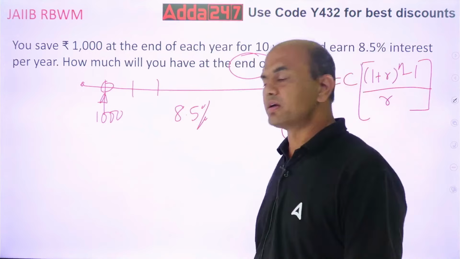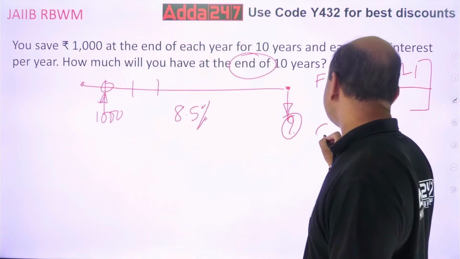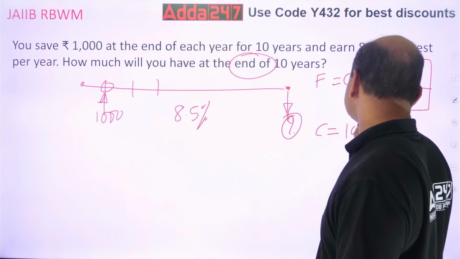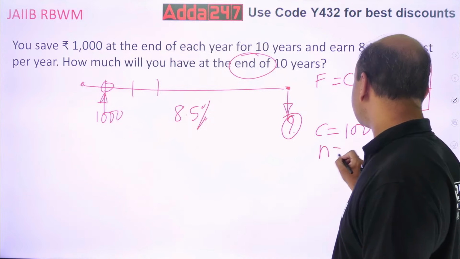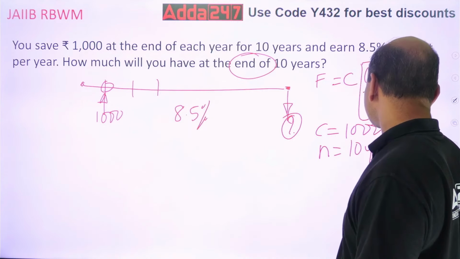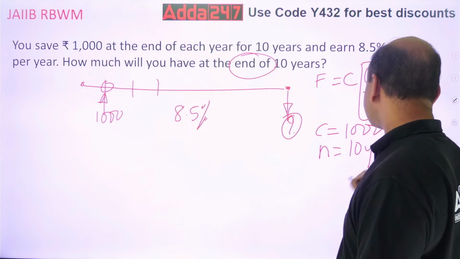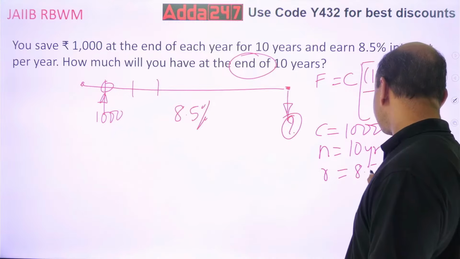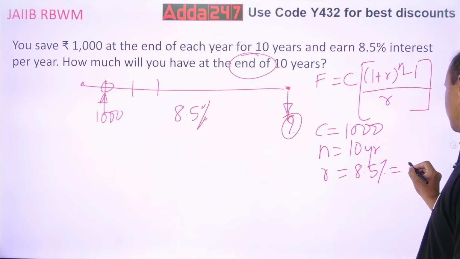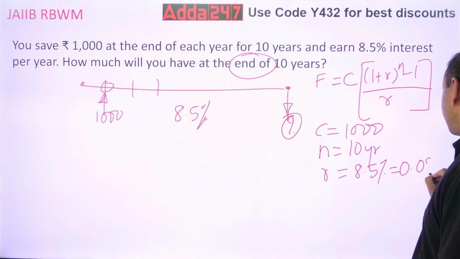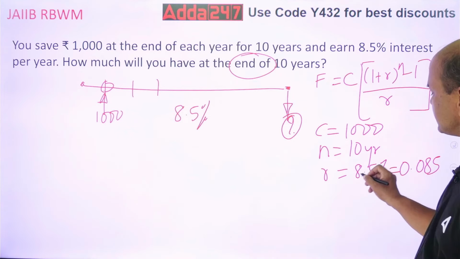What is C over here? C means every year what I invest, 1000. What is N over here? N equals 10 years. What is R over here? R equals 8.5%. So solve this first: 0.085, this divided by 100.